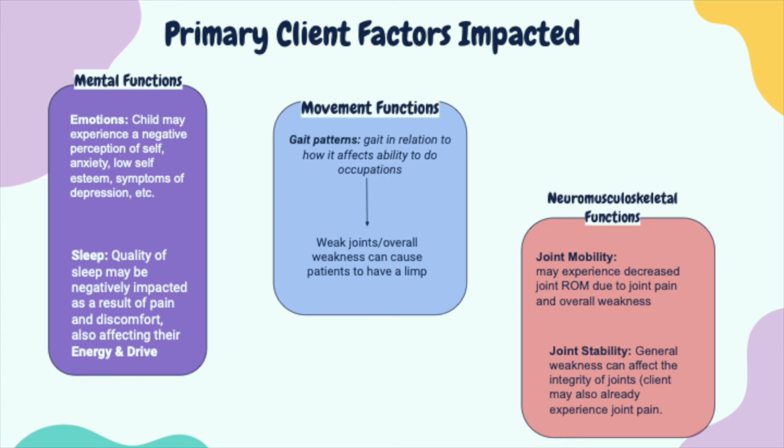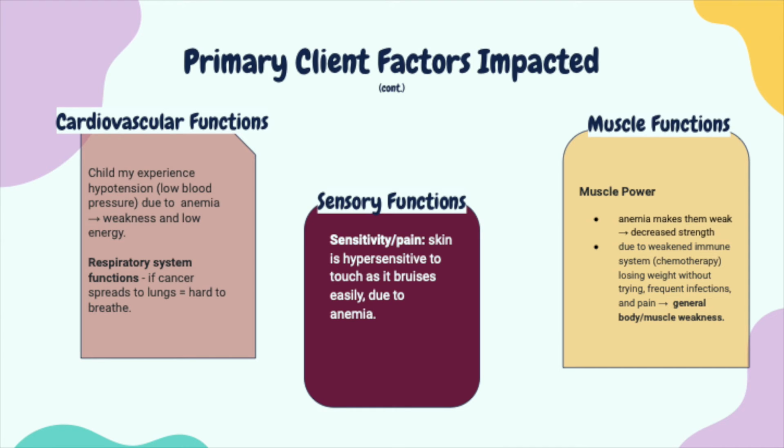In terms of movement functions, the child's gait can be negatively affected, as their weak joints and overall weakness can cause them to have a limp. Their neuromusculoskeletal functions can be affected in terms of joint mobility and joint stability. The child's cardiovascular functions can be negatively affected in terms of their respiratory system. If the cancer spreads to their lungs, it makes it very hard for them to breathe. Sensory functions are also affected because of their sensitivity. They have heightened sensitivity due to the anemia. Their muscle power is also negatively affected as their general weakness from anemia, chemo, and the disease itself take effect.